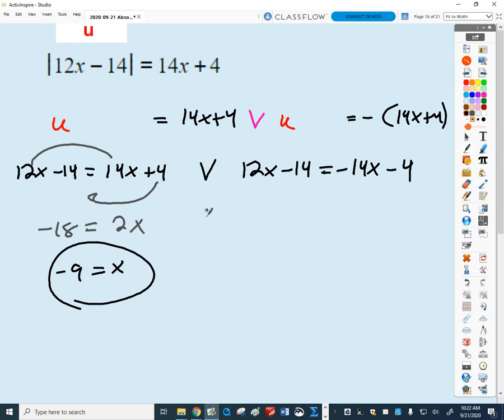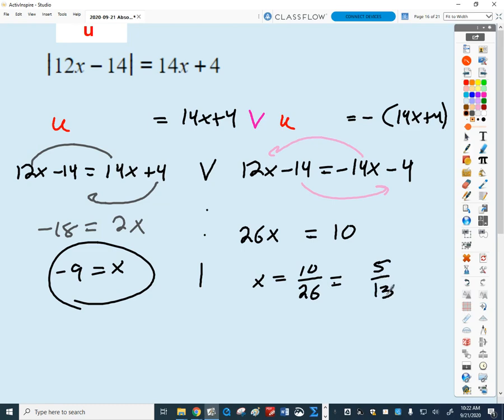Okay. Or what about over here? I'm going to push, this time I'm going to push the x's over this way, aren't I? Push the numbers that way. So I'm adding 4x, which is going to give me 16x. I'm adding 14. So 16x equals positive 10. Divide by 16. x equals 10 over 16, which is what? 5/8. So there's my other solution. x equals negative 9 or x equals 5/8.